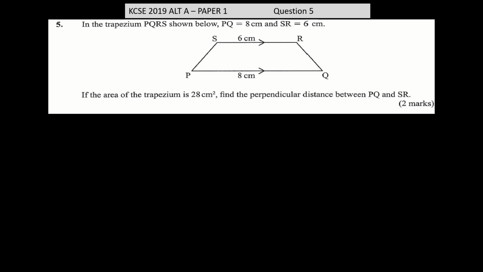This is question 5 of the KCSE 2019 Alternative A Paper 1. The question states, in the trapezium PQRS shown below, PQ equals 8 cm and SR equals 6 cm. If the area of the trapezium is 28 cm square, find the perpendicular distance between PQ and SR, and the question carries 2 marks. To start with, let's redraw the trapezium. The trapezium goes like this.